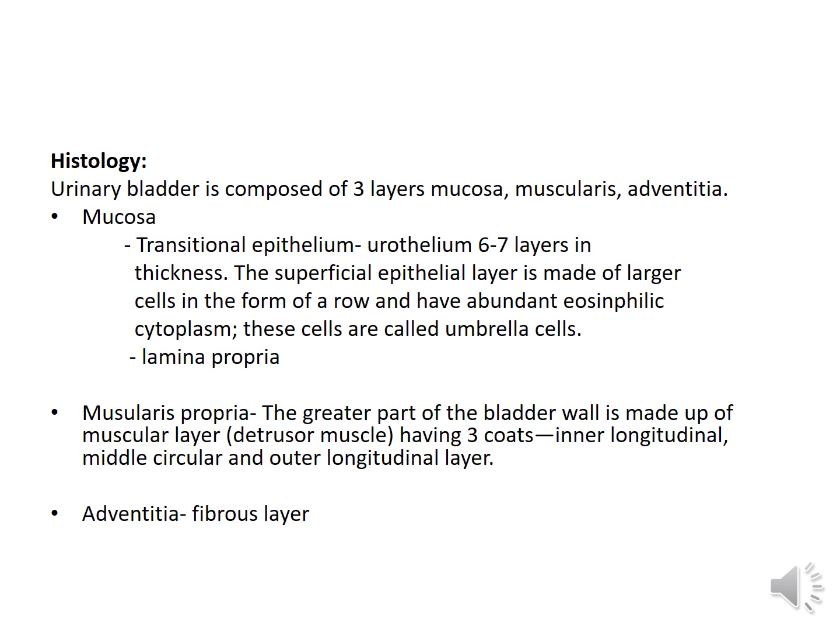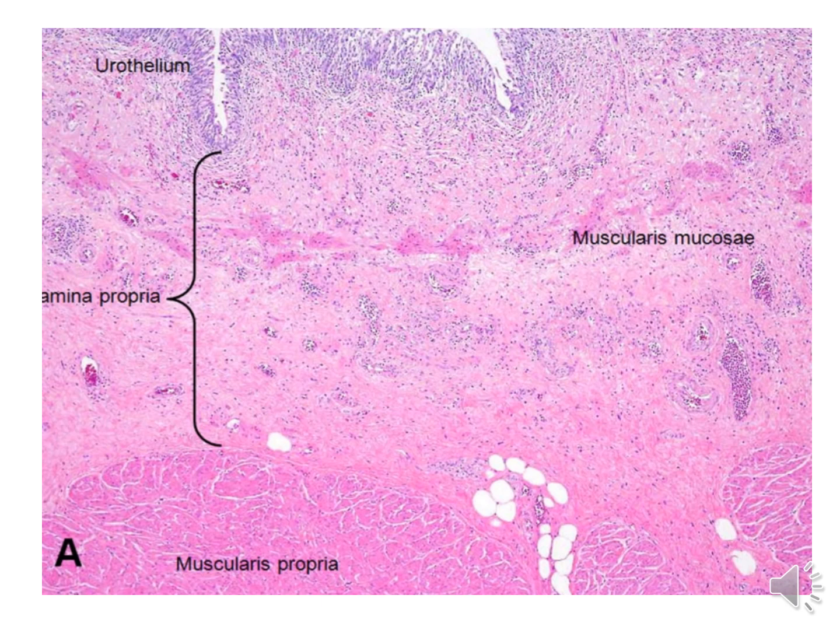The greater part of the bladder wall is made up of the muscular layer, which is called the detrusor muscle, which has three coats. It has an inner longitudinal, middle circular and outer longitudinal layer. Above that, the outermost layer is the adventitial layer, which is made up of fibrous tissue.